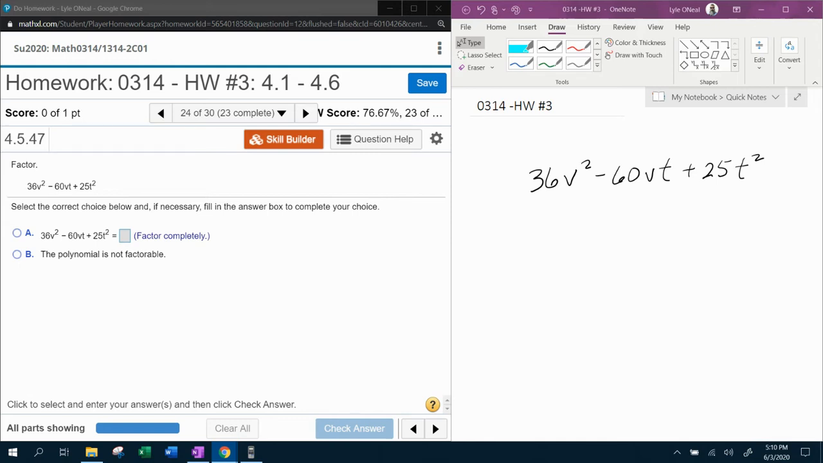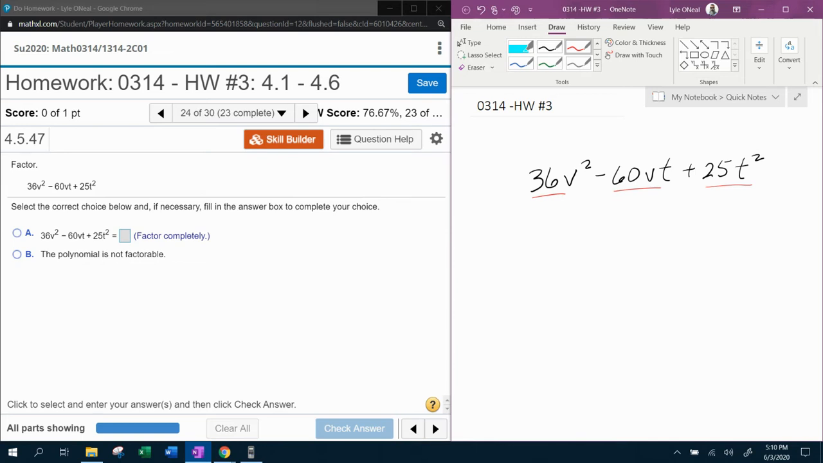The instructions say factor. And so the first thing I'm going to notice is that I have 1, 2, 3 terms. There are 3 terms. I'm going to look for a GCF, greatest common factor. And 36, 60, and 25, there is nothing that's going to divide evenly into all 3 of those numbers. The 25t squared doesn't have a v, so I can't factor out a v. And the first term doesn't have a t. Okay, so there is no GCF, but I do have to check for it first.